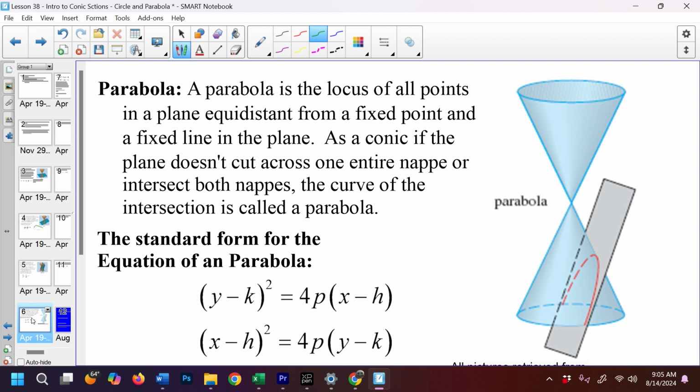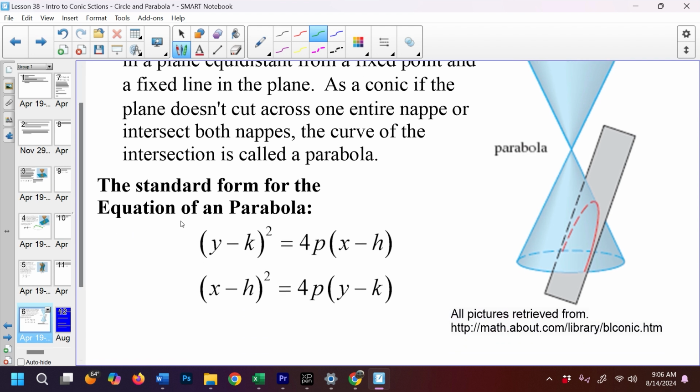The second type of conic section that we're going to focus on today is the parabola. And the parabola is the locus of all points in a plane that is equidistant from a fixed point and a fixed line in the plane. As a conic, if a plane doesn't cut across one entire nappe or intersect both nappes, then the curve is called a parabola. And there are two types of equations for a parabola.